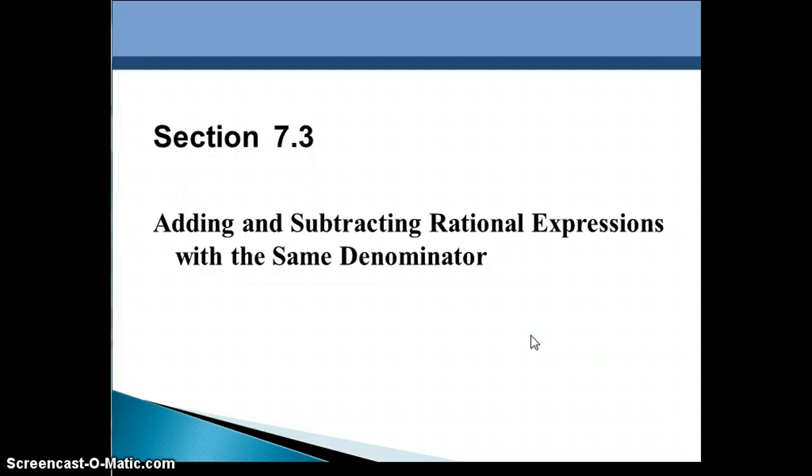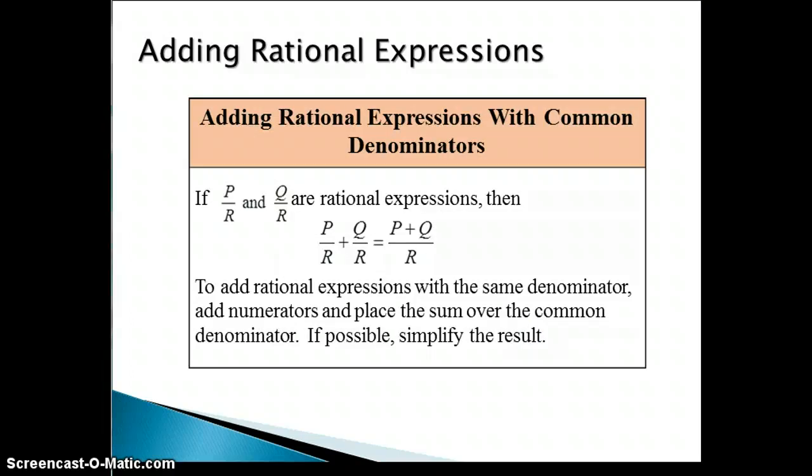Today we're going to be looking at adding and subtracting rational expressions that have the same denominator. So if we want to add rational expressions with the same denominator, then we simply add the numerators, and then the same denominator will get copied over. So only the numerators will be added, and then we'll put that over the common denominator. And then lastly, if possible, factor everything to see if there are common factors you can cancel in order to simplify that result. So let's look at an example.